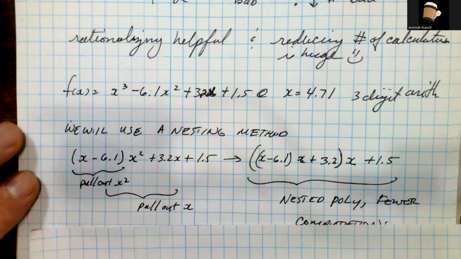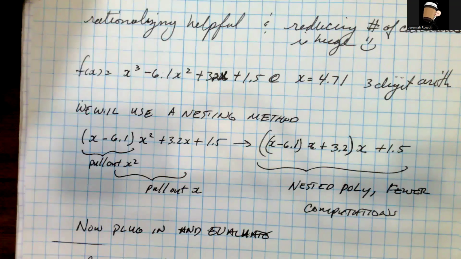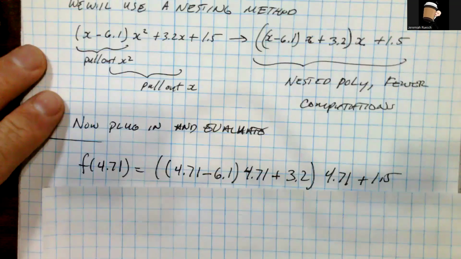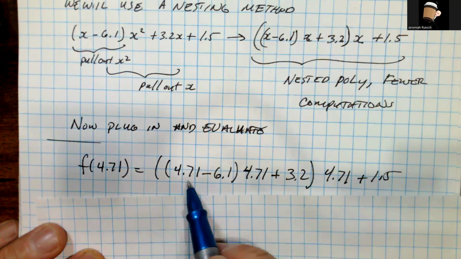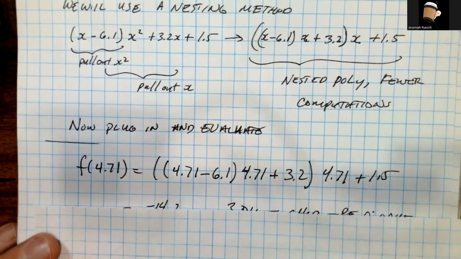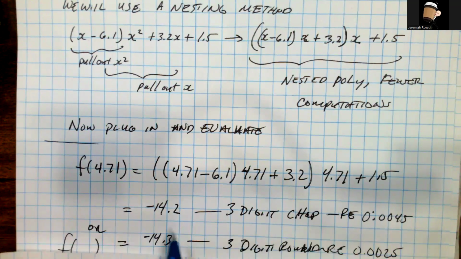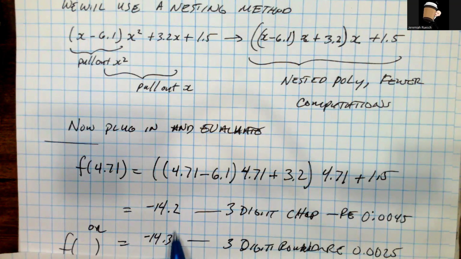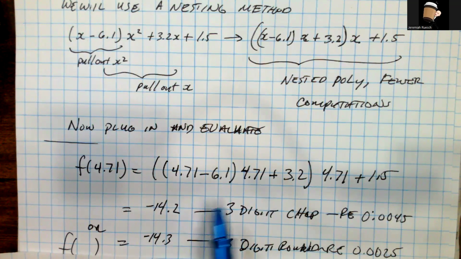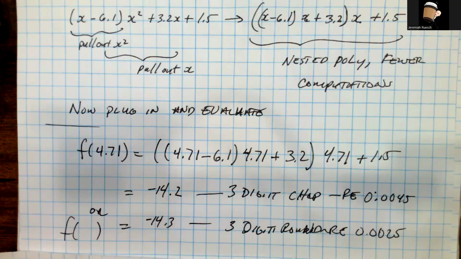So, all right, if we compare those and plug in the information, plugging in f of 4.71, we plug in 4.71 everywhere we see an x, and compute that. Using three-digit chop, we got negative 14.2. And if we use three-digit rounding, we get 14.3. So you can see that they're close relative to each other. They're off in the tenths place, which for these kinds of examples is pretty common.